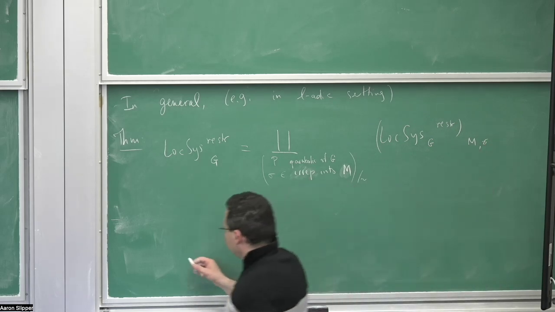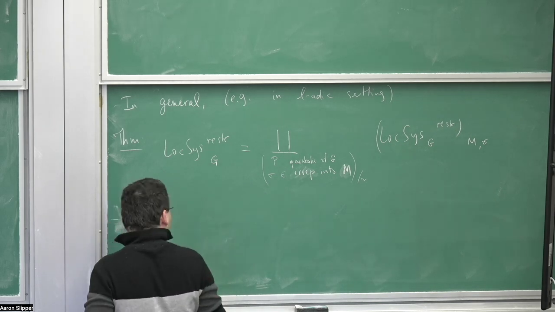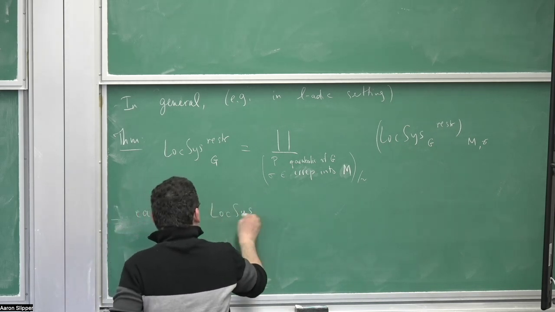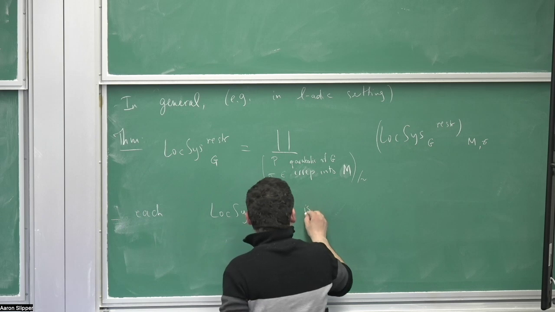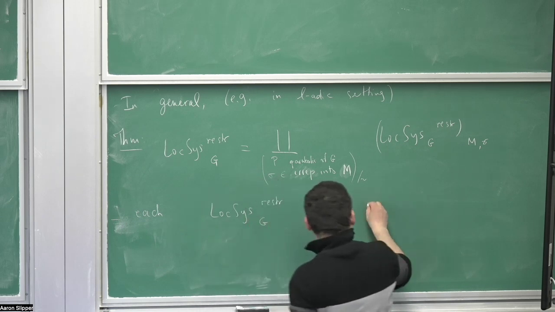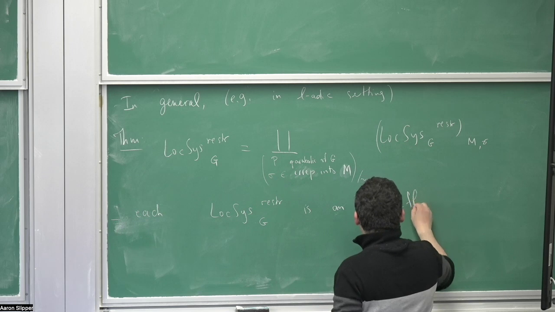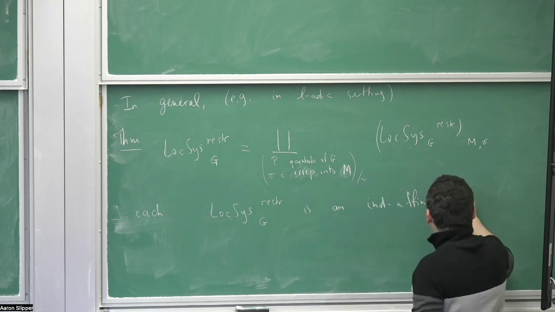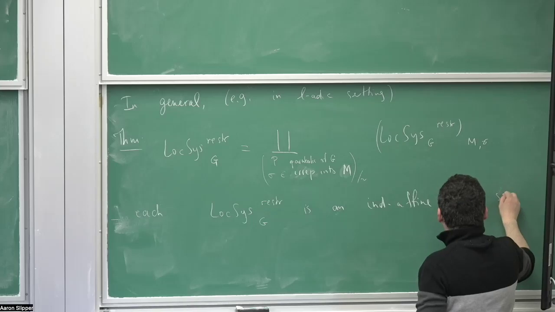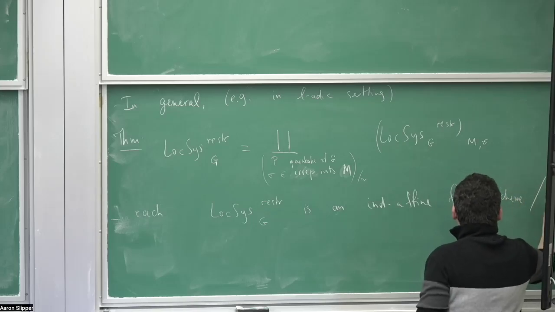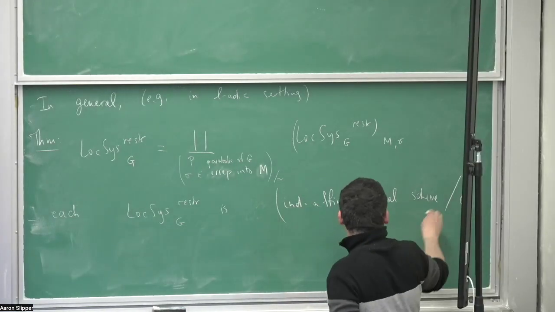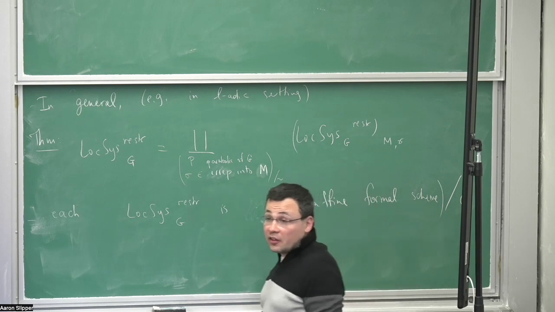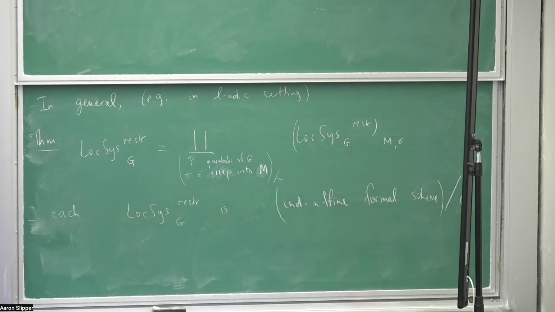And each component is an affine formal scheme quotiented out by G. This is the kind of thing that this looks like.